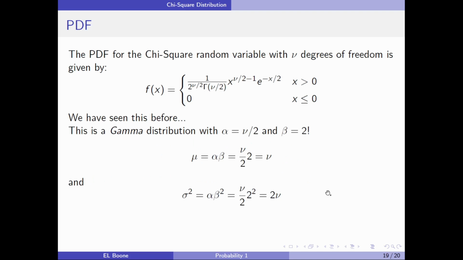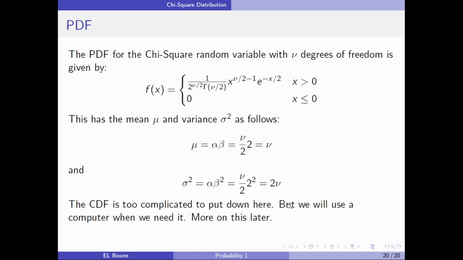All right, so that means we don't have to work very hard to get the mean and the variance. For the gamma distribution, the mean is alpha beta. Alpha is nu over 2, beta is equal to 2, the 2's cancel, equal to nu. Sigma squared is alpha beta squared, nu over 2 times 2 squared, one of the 2's cancels, and we end up with 2 nu. To finish this off, right now the CDF is too complicated. We omitted it for the gamma, so there's no point in talking about it here, but we'll use a computer later when we talk about this again in a couple videos.